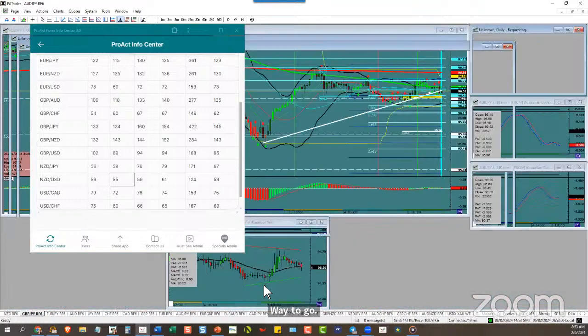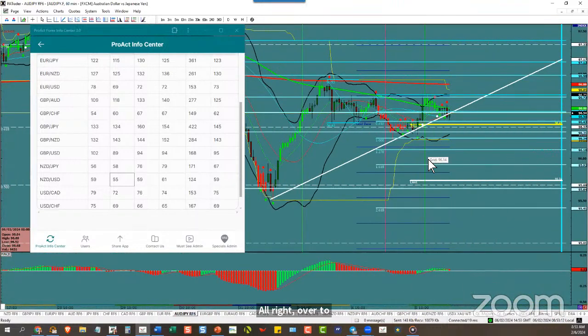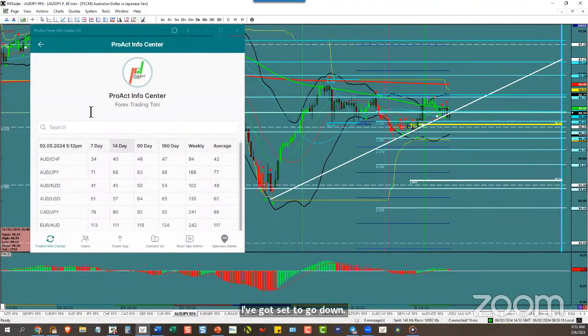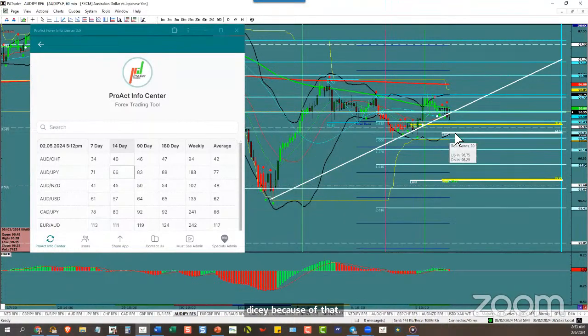All right. Over to exotics, Aussie yen. So I've got it set to go down. It was an alert from last night that never went. So that is the real ATR right there, 66 pip ATR. You got to get it up here because when it breaks this bottom, you don't have 55 pips left. So it's a little dicey because of that. We go down to the target and we go up 55 pips. All right, there we go. That's 55 pips. So we do have 55 pips. So anywhere up in here, we can take that trade. That'll be sweet.